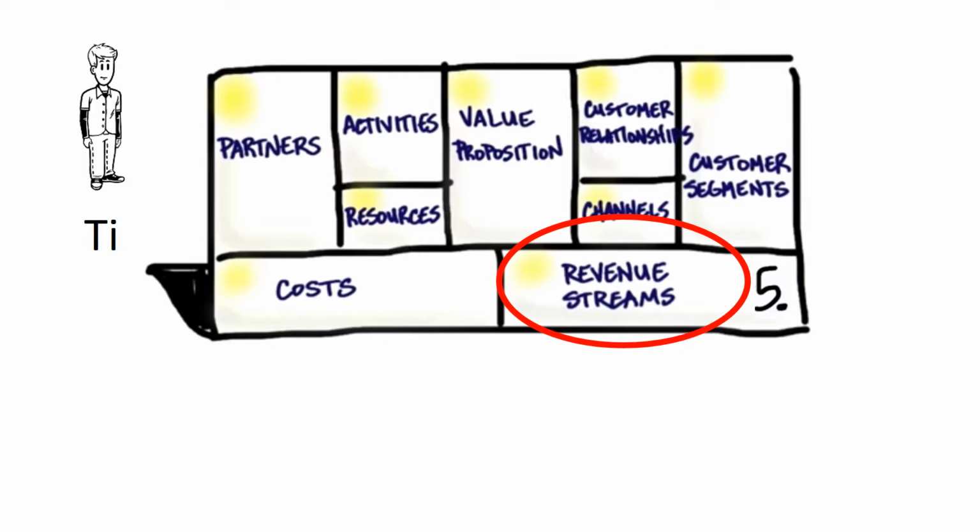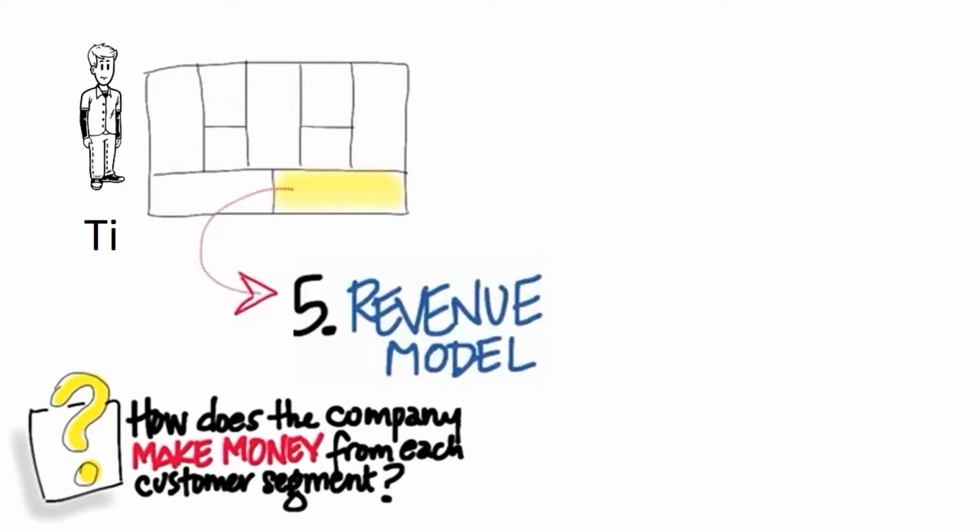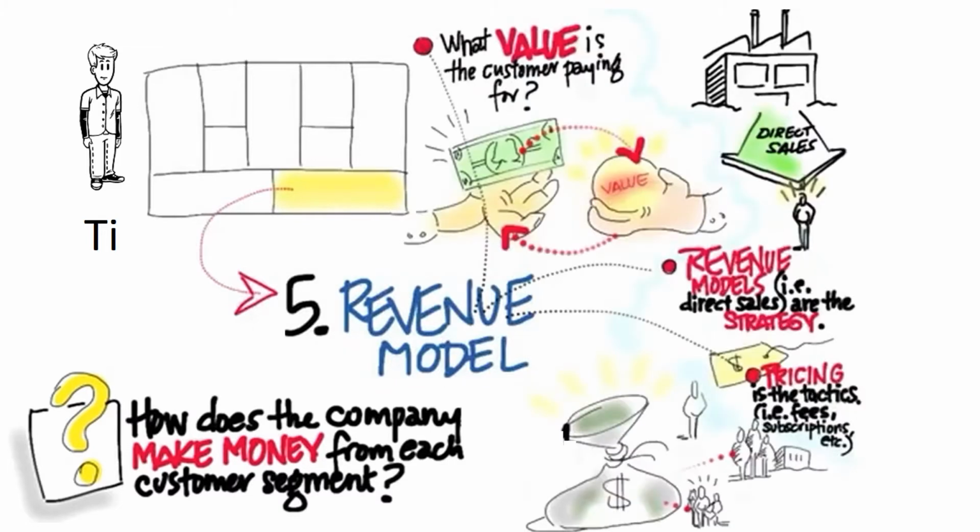The next thing is revenue streams. How do you actually make money from your product and service being sold to customer segments? Revenue streams basically ask the question, what value is the customer paying for? And it actually has you think about what's the strategy of how I'm going to capture that value. Is it I'm going to just have a direct sale and it's a transaction based on price? Is it a freemium model where I'm going to give away the product for free and hope that some portion convert later? Is it a license or subscription model?